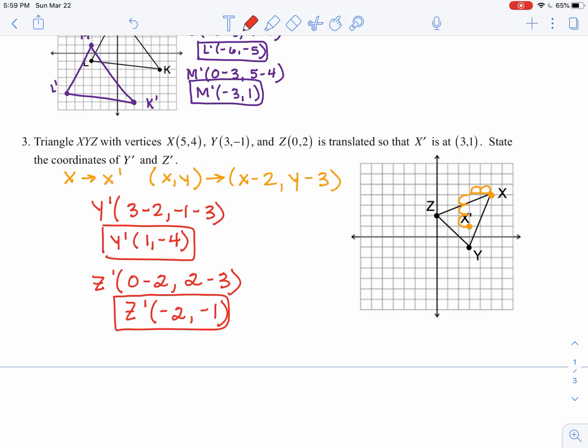Let's plot these two new coordinates so that we can see if they are in fact correct. So y prime, we said, was at (1, -4). Z prime is at (-2, -1). And if we connect those back to x prime, we can see here that the pre-image and the image are in fact congruent. So this looks correct.